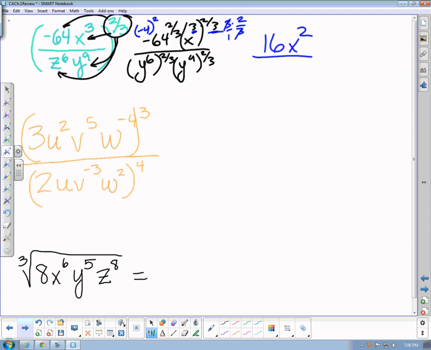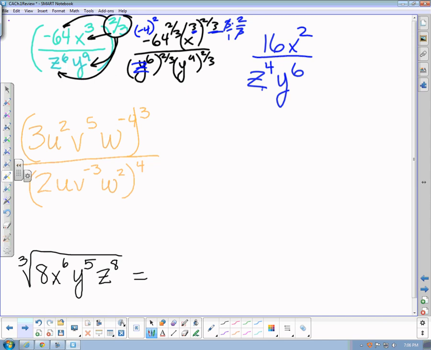Then y is 6 times 2/3, which is going to be y to the 4th. Oh, that's a z. Sorry. That should be a z right there. And then y to the 9th times 2/3 would be y to the 6th, because 9 times 2 is 18, and 18 divided by 3 is 6. So our simplified form of that would be 16x squared, z to the 4th, y to the 6th.